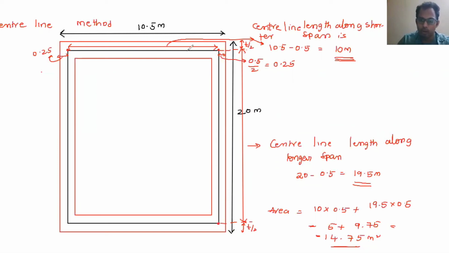If the thickness is not uniform, then we prefer the long wall short wall method. So these are the two methods, and the third method is partially center line and partially long wall short wall method, or cross wall method.